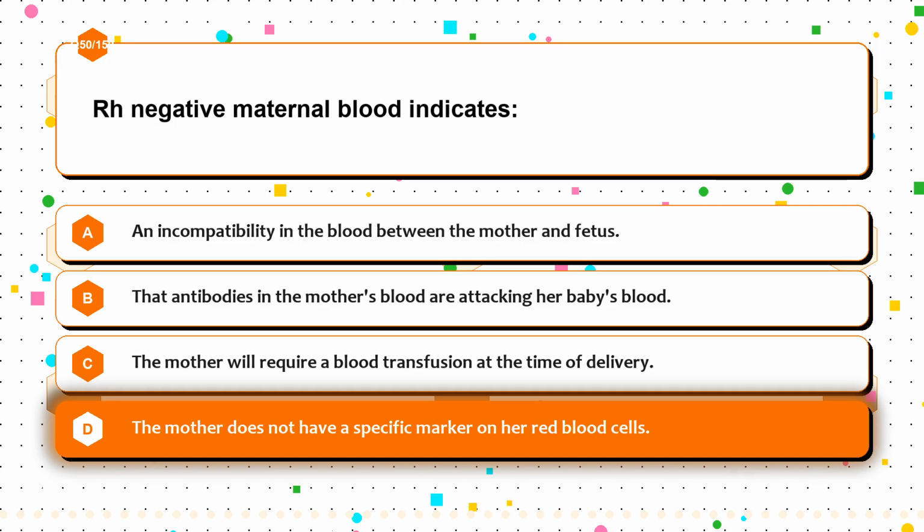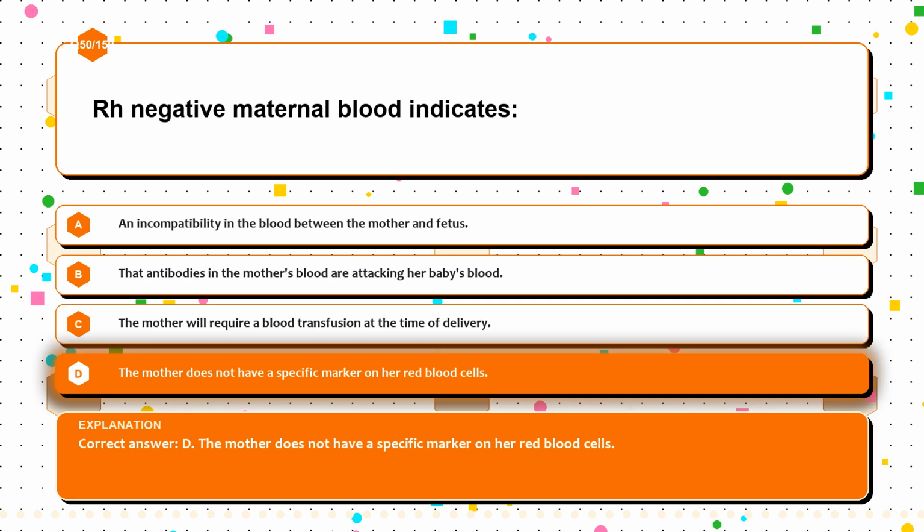The correct answer is option D. The mother does not have a specific marker on her red blood cells.